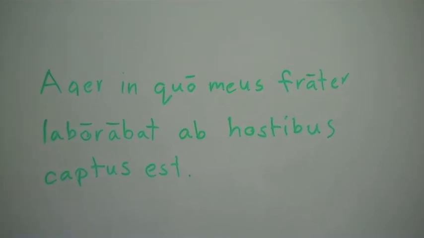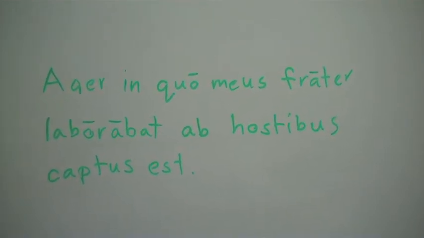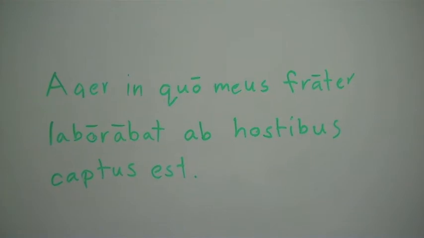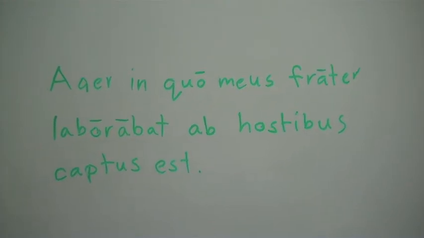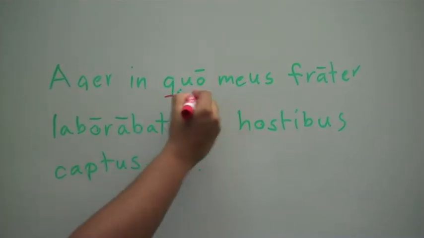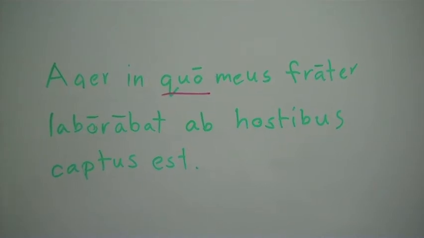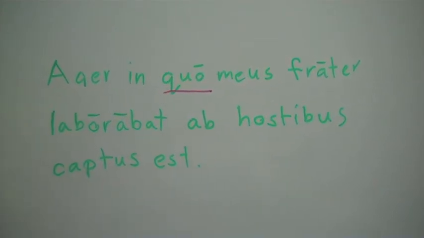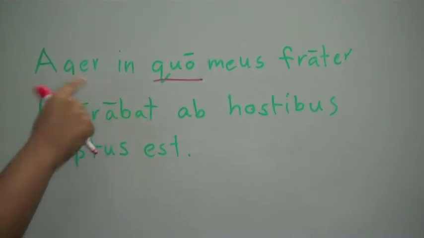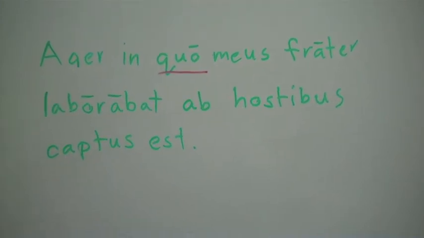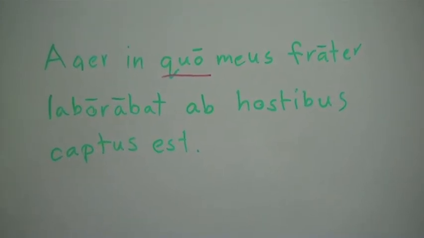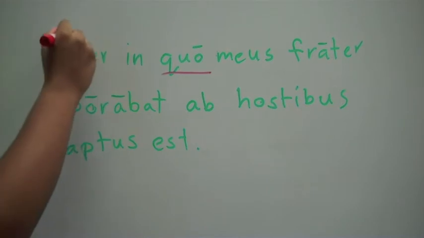Here's an example of a Latin sentence that demonstrates what we were learning about earlier with the relative pronoun. Now, the relative pronoun in this sentence is quo. Now, quo matches its antecedent, ager, in gender and number, as quo is masculine and singular, just like ager is.